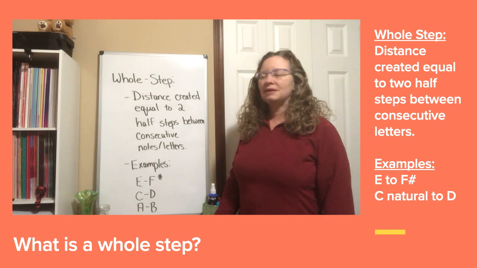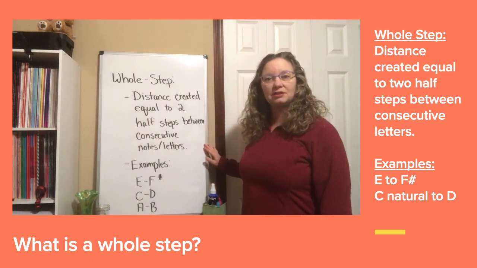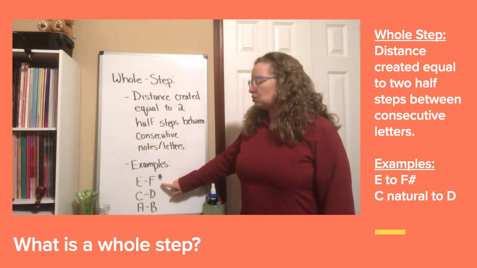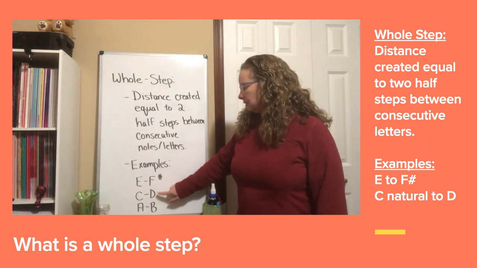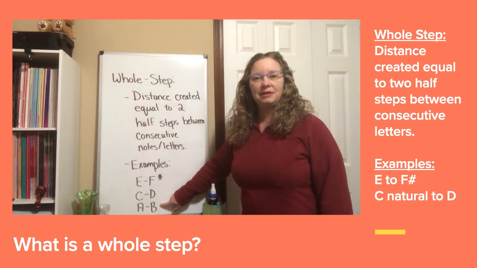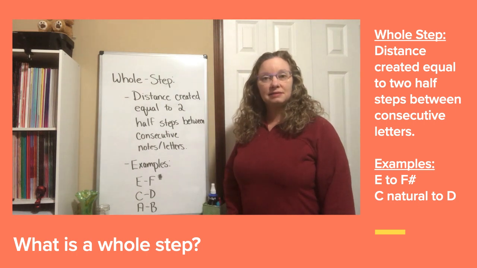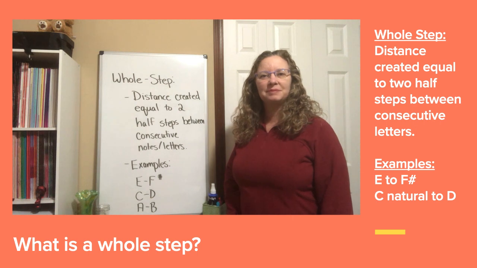A whole step is the distance equal to two half steps between consecutive notes or letters. So E to F sharp, C natural to D, or A to B. Now we're going to look at them in a scale to see how a scale is built using whole steps and half steps.